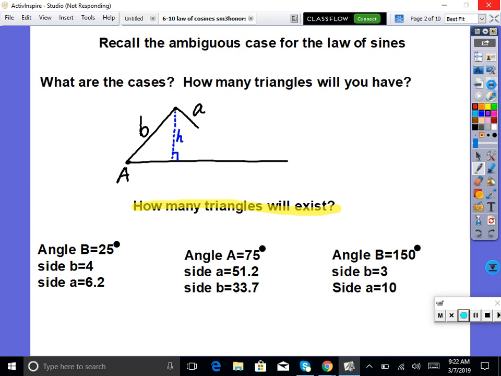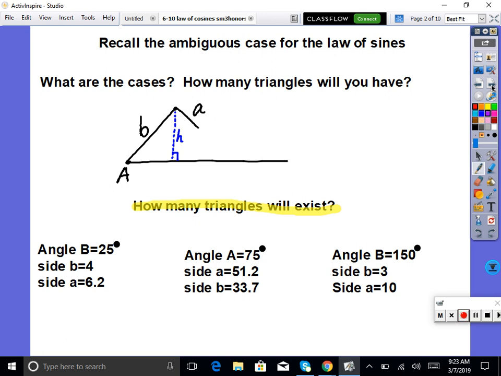So just making sure, we don't have to do these. I just wanted to make sure if any of you need to go over seeing quickly how many triangles exist, we can. I have a couple examples. So look, notice I'm given an angle and two sides, angle and two sides, angle and two sides. And then notice all of those angles have a side across from it. Look, angle B, side B. Next example, angle A, side A. Next example, angle B, side B. So we would check here how many triangles exist.